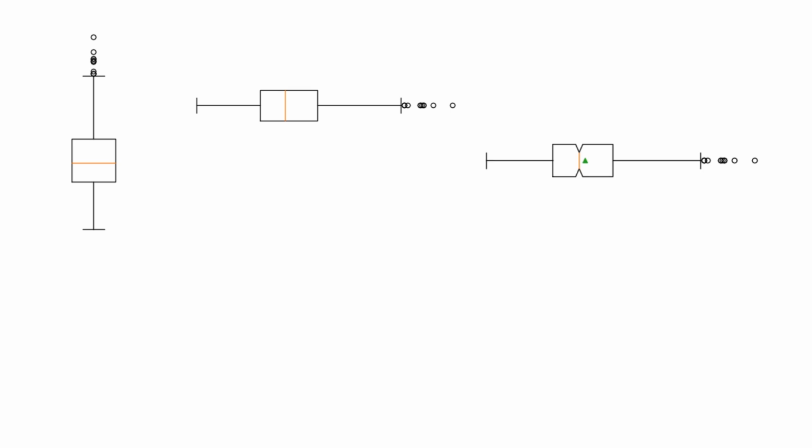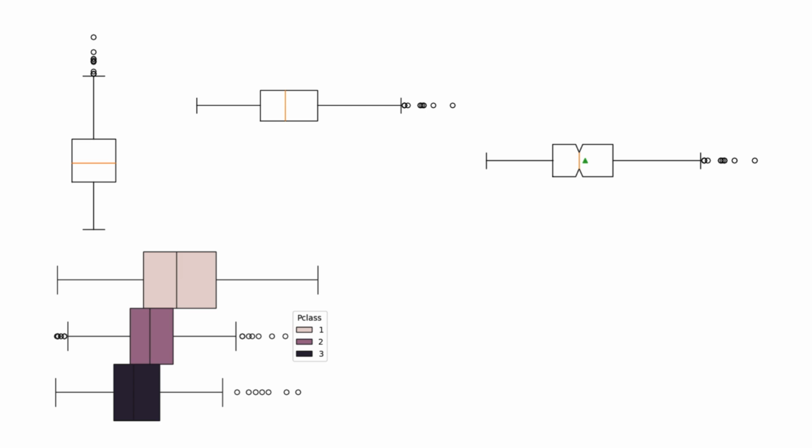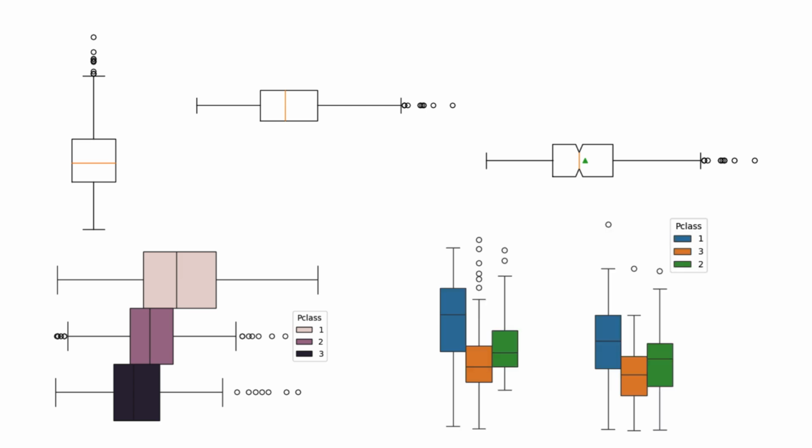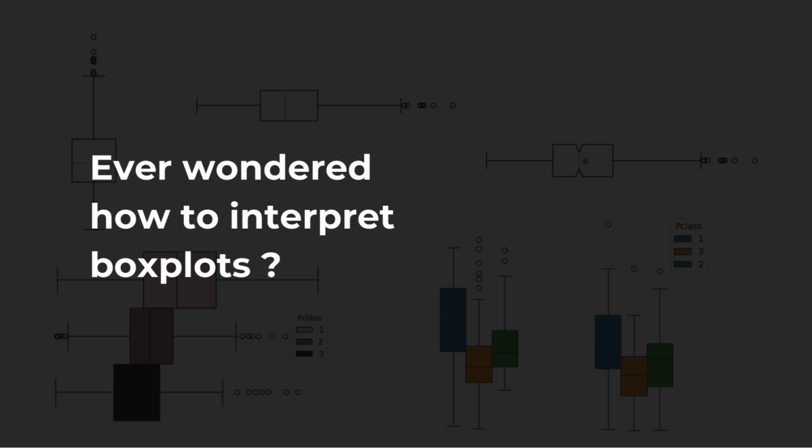This is a typical vertical box plot. This is a horizontal box plot. This is a box plot with a wedge, a box plot with the categories, and this is the box plot with categories inside categories. You might have come across some type of box plots before, but have you ever wondered what these box plots actually could represent, or how could we interpret these box plots? Let us understand in this video.